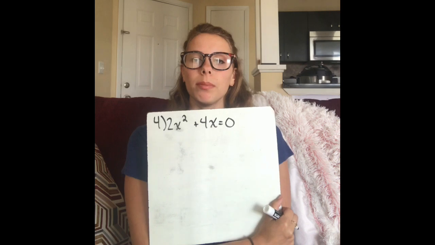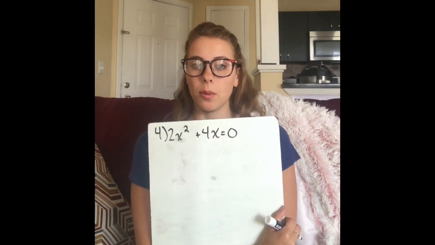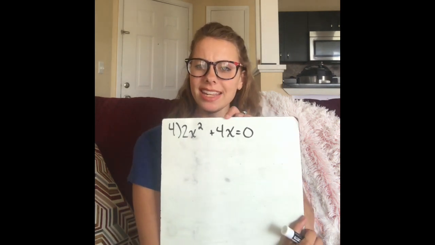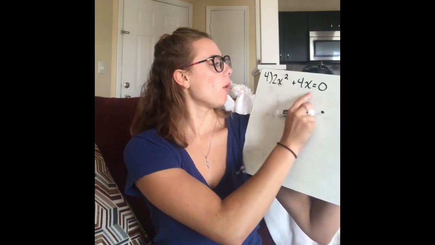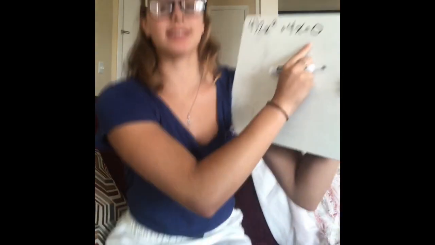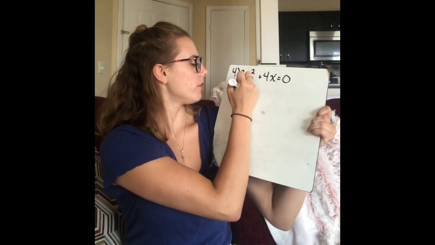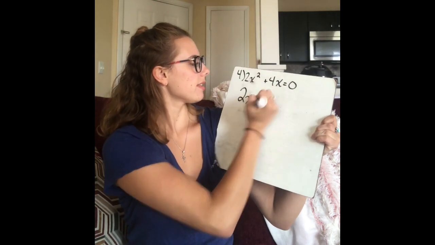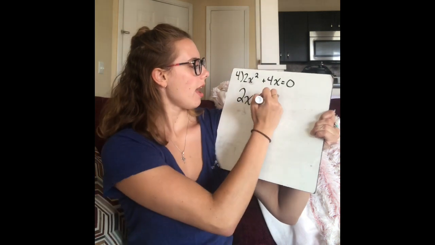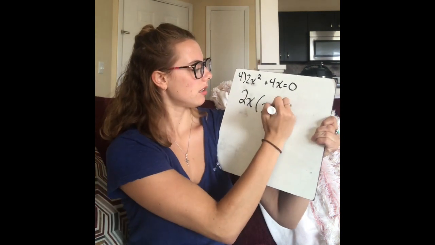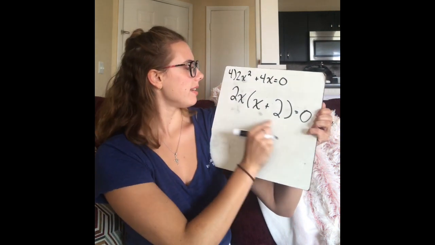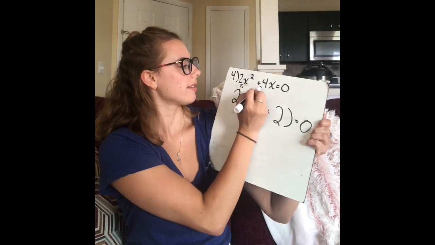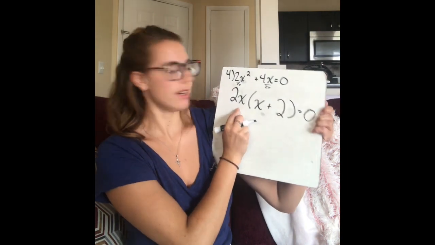Now I have number 4, which is 2x squared plus 4x equals 0. And an easy way to solve this one is to find the GCF, the greatest common factor. So I'm looking in here, and I know that both of these have 2x in common. So I'll pull out a 2x, and what's left inside, I end up with x plus 2 equals 0. And I got what's inside by dividing both of these by 2x to pull it to the outside.